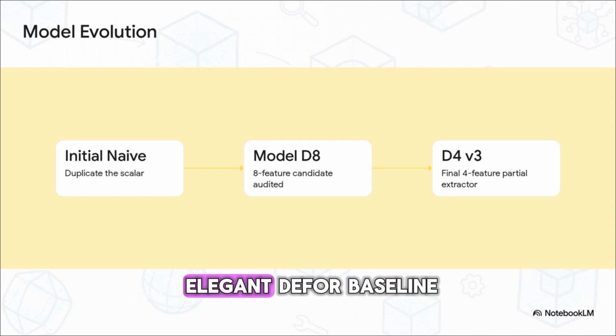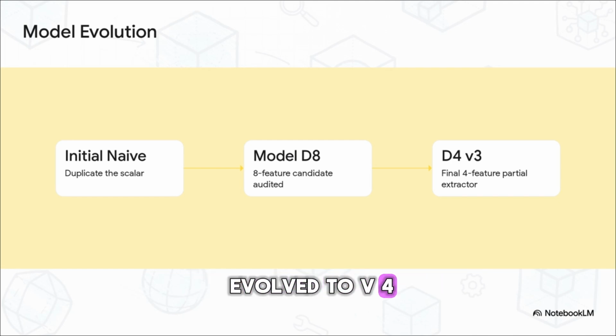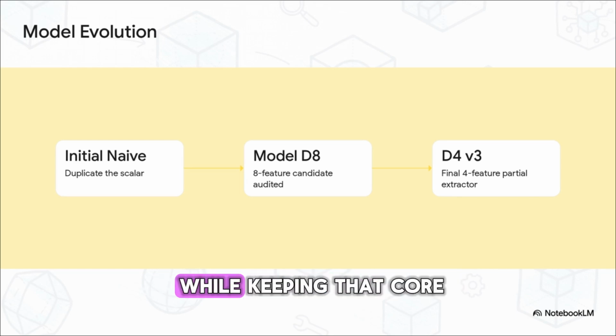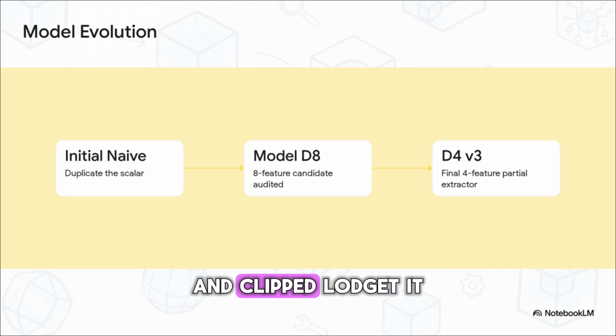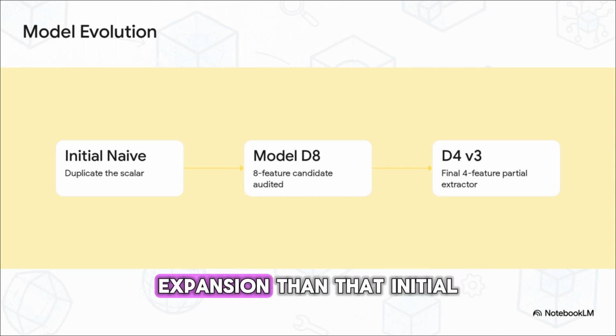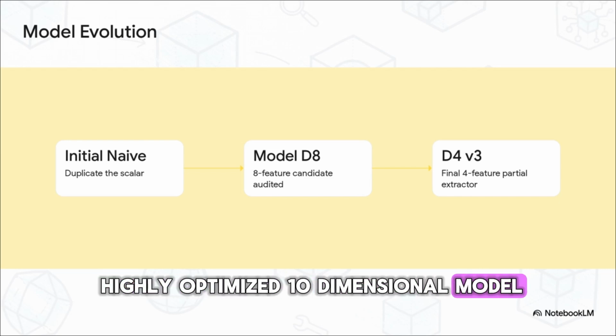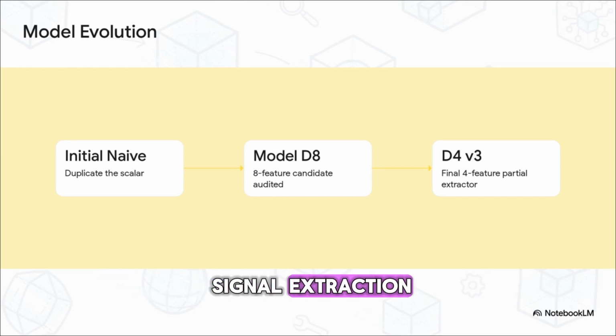Step 1 was that elegant D4 baseline we just talked about. From there, the team evolved to V4. They carefully expanded to 8 features, pulling in z-scores, signed square, sin, cos, and tan, while keeping that core rank, density, and clipped logit. It was a much more mature expansion than that initial D8 experiment. Finally, through some really rigorous testing, they arrived at step 3, V5B Lite. This is the final, highly optimized 10-dimensional model designed specifically for partial signal extraction.